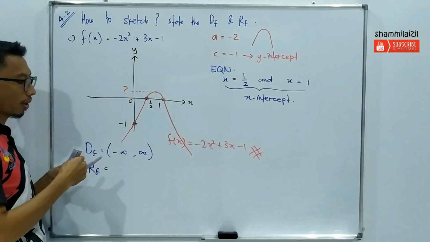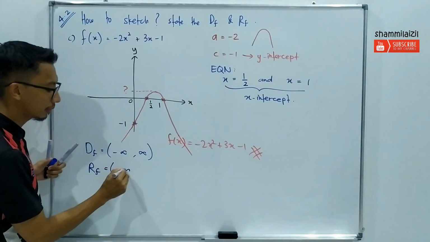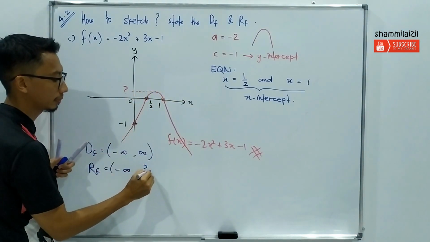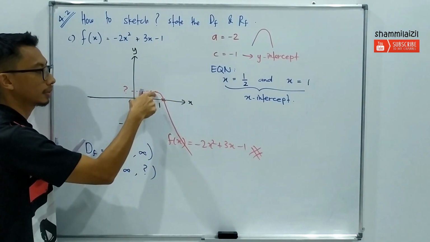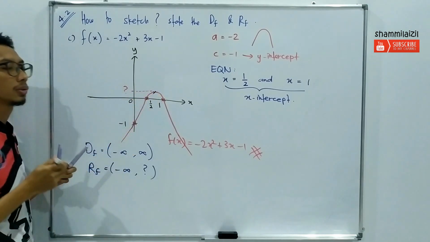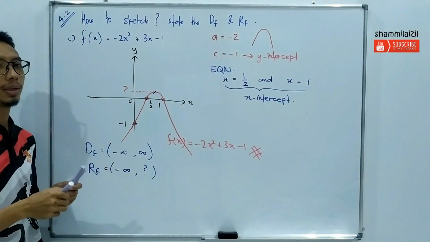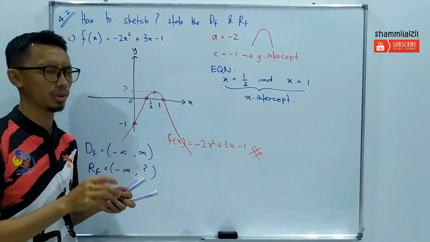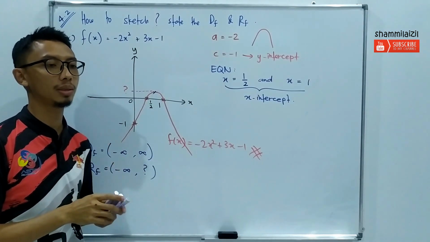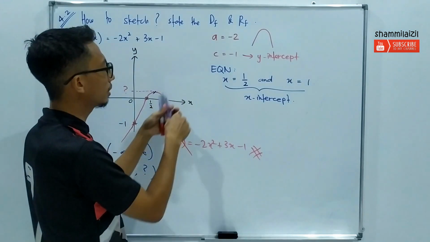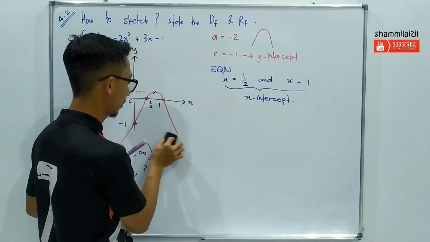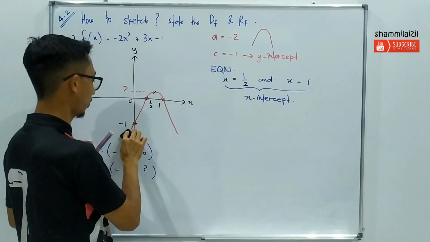So it starts from minus infinity up to this line. Up to this point. But how to obtain the highest point? To obtain the highest point, guys, this is slightly difficult because we need to do completing the square. So let me eliminate this one first to make it clearer for our calculation.